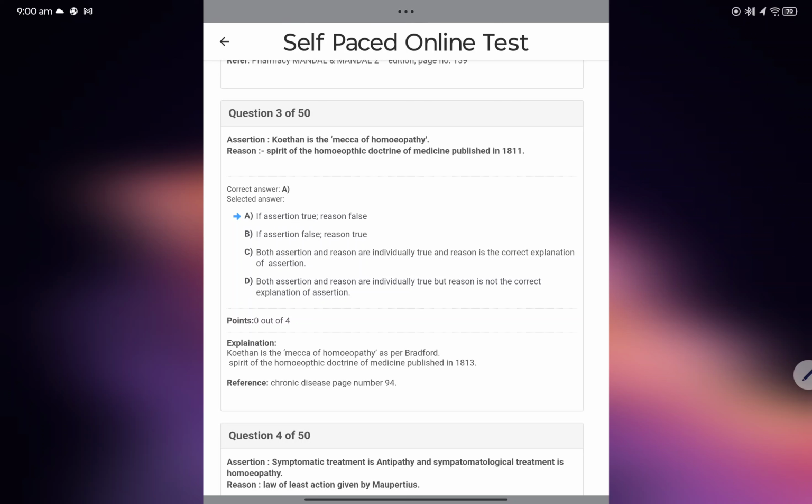No, this is false. The correct is spirit of the homeopathic doctrine of medicine, published in 1813. So correct assertion is Coithen is the mecca of homeopathy, and the correct reason statement is spirit of the homeopathic doctrine of medicine, published in 1813.